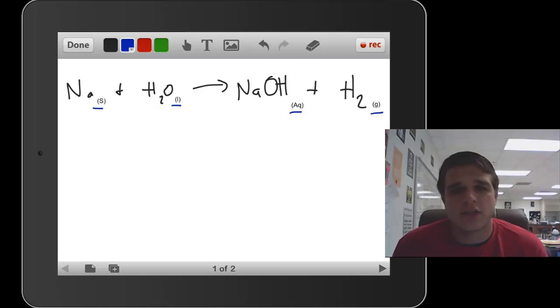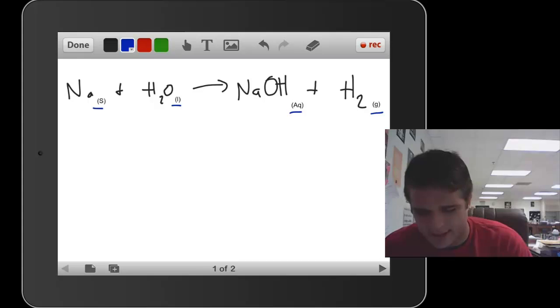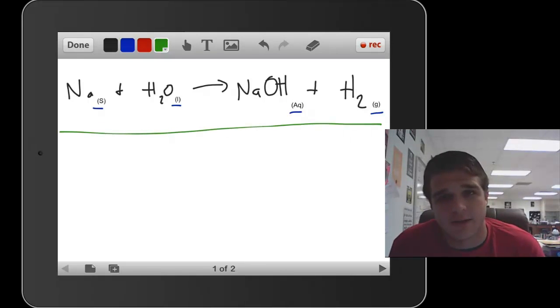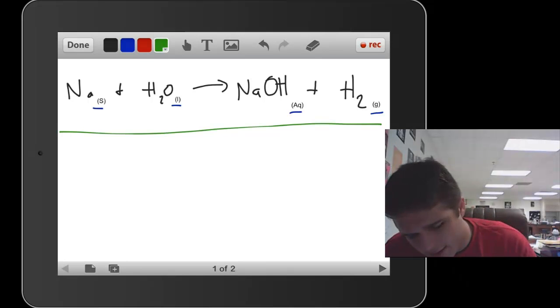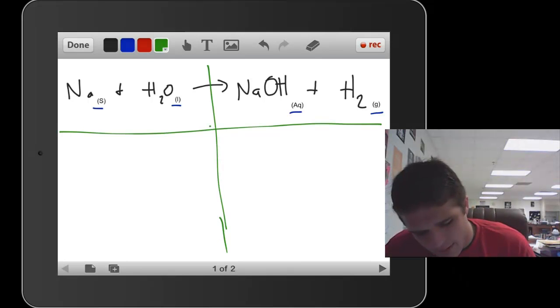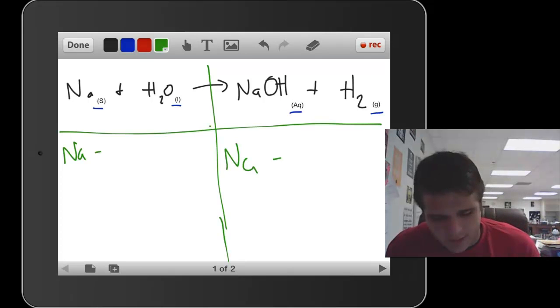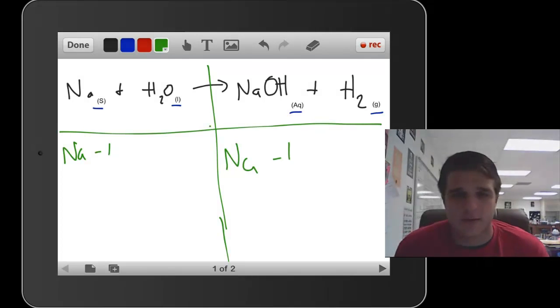So let's check this and make sure that everything's balanced again. Let's start with everything except for hydrogen and oxygen. You want to end with those 2. So let's take a look at sodium. On either side of the equation, how many sodiums do we have? On the left side of the equation, we have 1 sodium. On the right side of the equation, we also have 1 sodium.